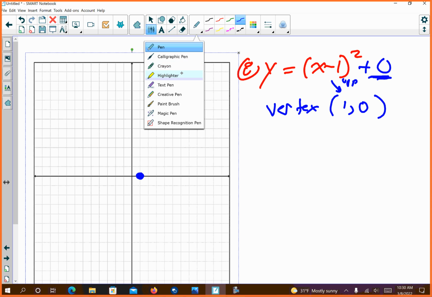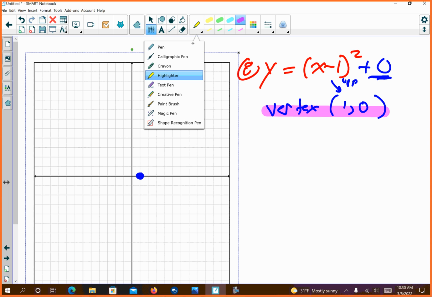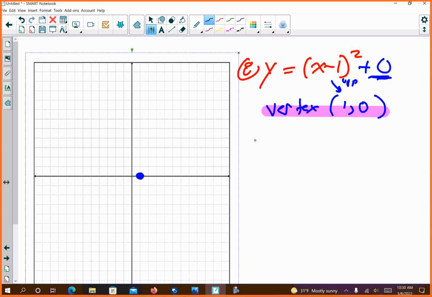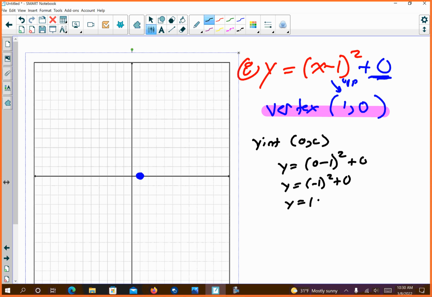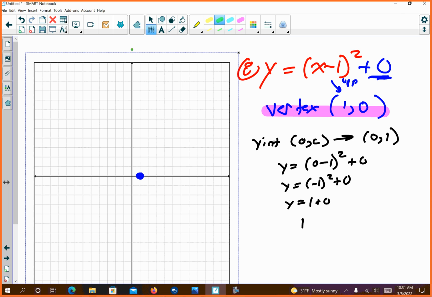So it did ask for the vertex. So make sure we have that highlighted. And it's also asking for the y-intercept. So again, the y-intercept, if our graph is in vertex form, we know the y-intercept is 0, comma c. I don't have a c value there. So I have to plug it in and get this, which is going to give me negative 1 squared plus 0, which is 1 plus 0, which is just 1. So my y-intercept is 0, comma 1. Okay, so those were the two answers.